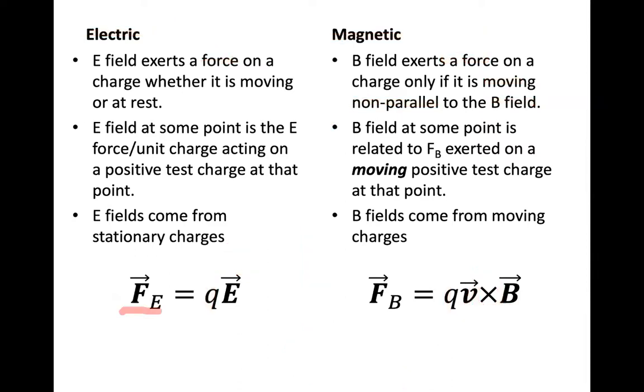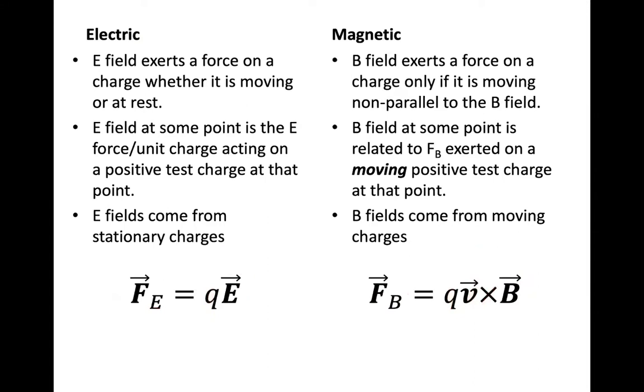To get an electric force, all I need is a charge to come into the E field. Done. There's a force. With magnetism, I need a charge, and it has to be moving, and it has to be moving in a non-parallel manner. Then I get a force. If it's not moving, no force. If it's moving parallel, no force. With the E field, there was always going to be an electric force as long as the charge comes in. With the B field, we can have a charge and still not have a force.